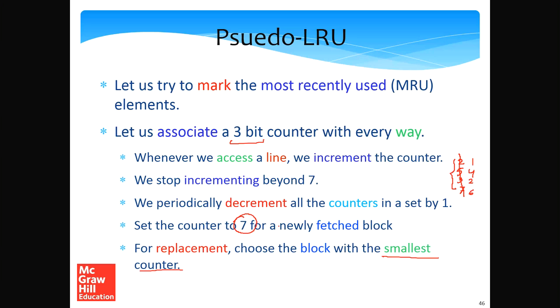So pseudo-LRU is very popular. It is very commonly used, and it has a lot of benefits associated with it. It is known to be one of the best replacement schemes. The idea is very simple. We have a logic for incrementing: whenever we access, we increment, and don't go beyond 7 in this case. Periodically, we decrement, because unless we do that, all the counters will remain at 7. Whenever a block comes in, it comes in with the highest priority, which is 7. And for replacement, we choose the block with the lowest counter, which means in the past it has hardly been accessed.